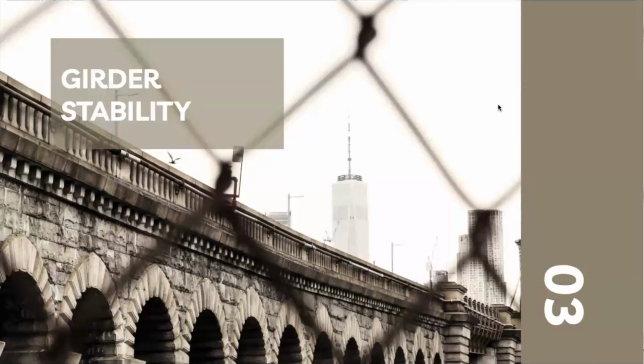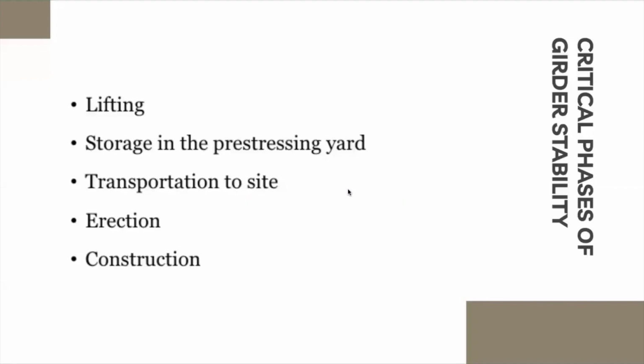Now I'll talk about girder stability. There are five main phases over the life of a precast pre-stressed concrete girder: lifting, storage in the pre-stressing yard, transportation to the site, erection, and construction. Over all the phases, the lateral stability of the girder must be considered and checked.